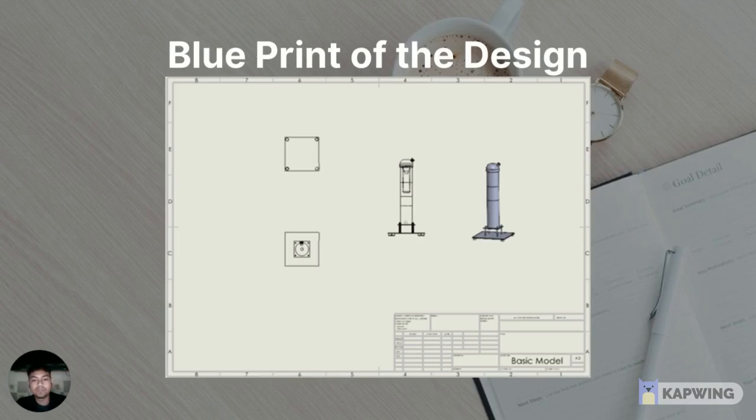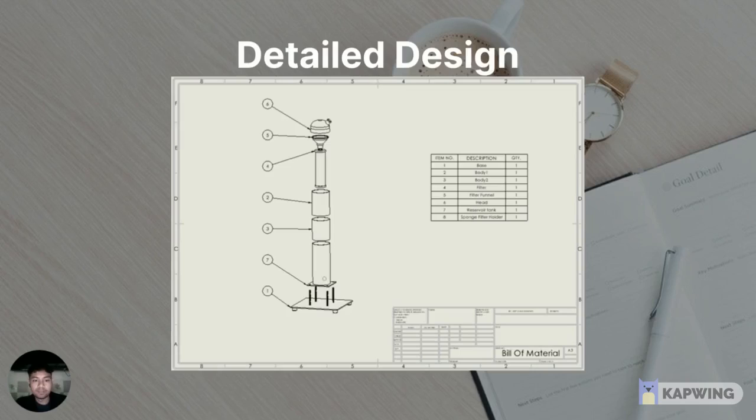So this is the blueprint of the design, which concludes the final product of the design: the top view, bottom view, and the side view. Also, there is an isometric view of the design. This is the detailed design. The design consists of 8 parts, which include the base, body 1, body 2, filter, filter funnel, head, reservoir tank, and sponge filter holder.